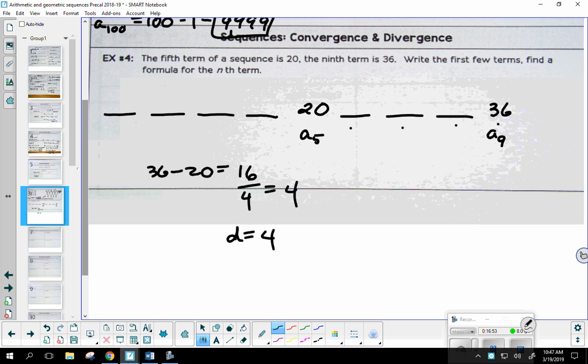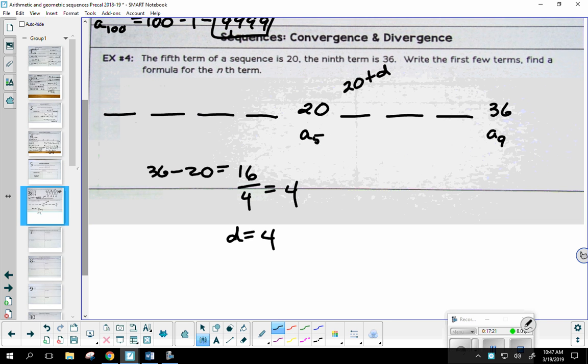Okay. So that's one way to do it. I want to go ahead and show you different ways, just in case one is a little unusual to you. There's another way. You could actually do it more algebraically. Let's say we don't know what the value of D is. But would everybody agree that the sixth term would be equal to 20 plus D? Just the previous term plus whatever that is.